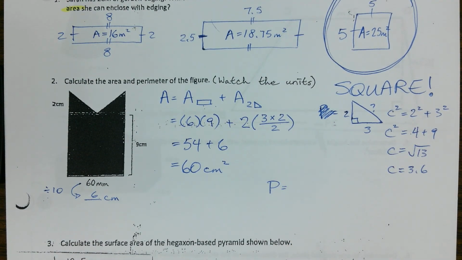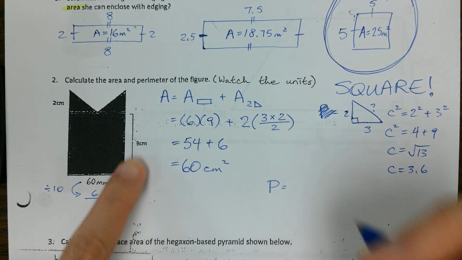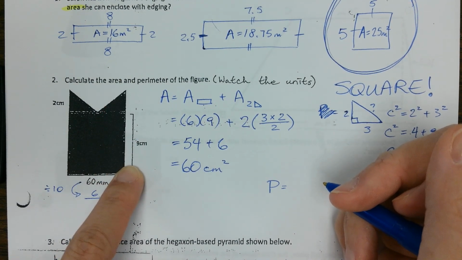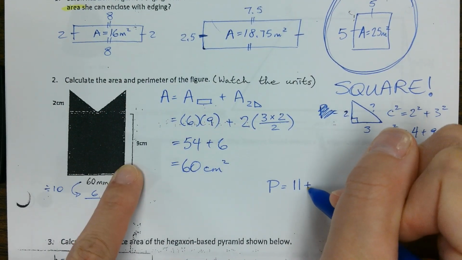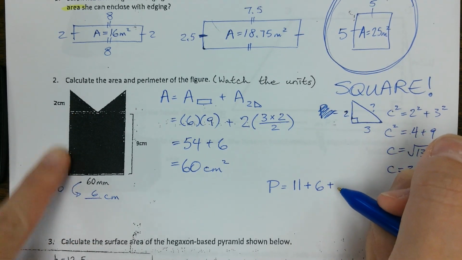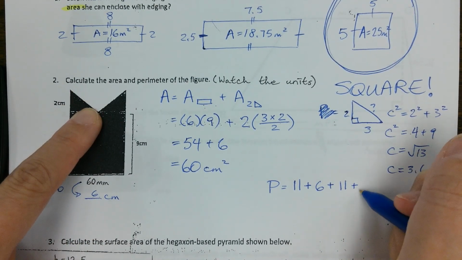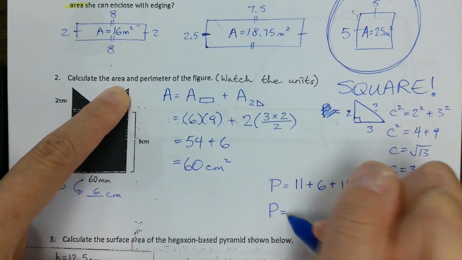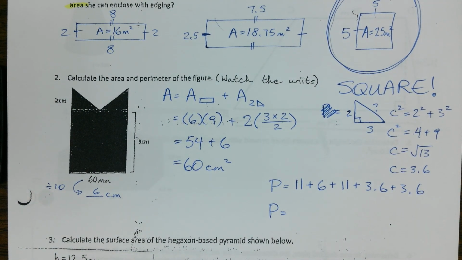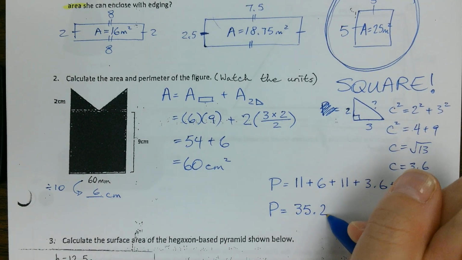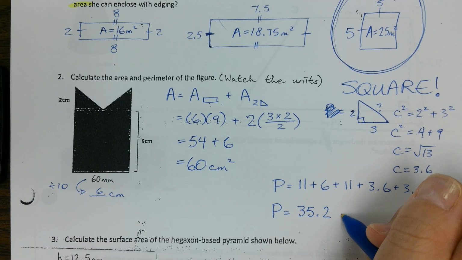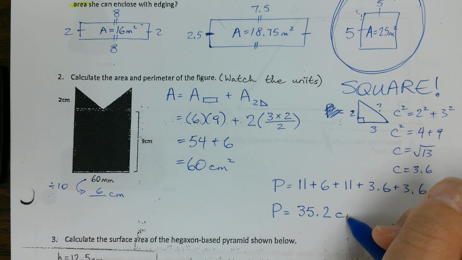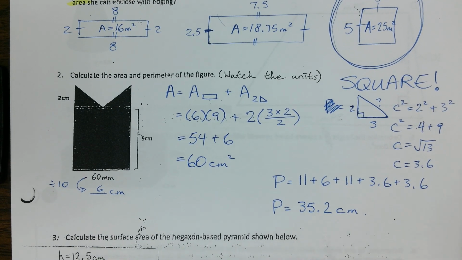All right. So now I can do my perimeter. Annie told me I'm adding 5 sides up, so I need to make sure I'm doing that. So this whole length, 11 plus 6 plus 11 plus 3.6 plus 3.6, my perimeter is 35.2. And my units? Think again. Perimeter is the length. Just centimeters.